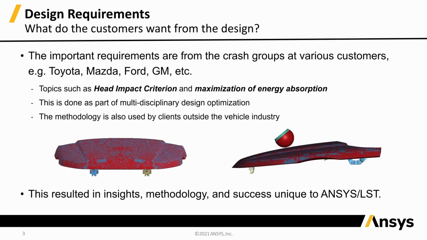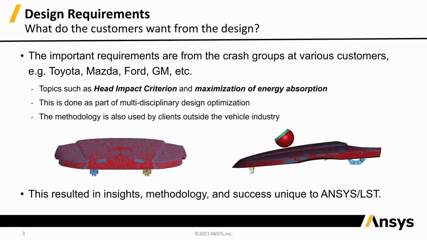So the design requirements, how did we get into all of this work? This work mainly started from the crash groups at the various automotive customers. That's like Toyota, Mazda, Ford, General Motors, etc. So they initially wanted us to do topology optimization for impact and crash and the like, which is a very different topic. That's why they came to us, because there's stuff like maximization of energy in the head impact criterion, which is very specific to what we're doing.